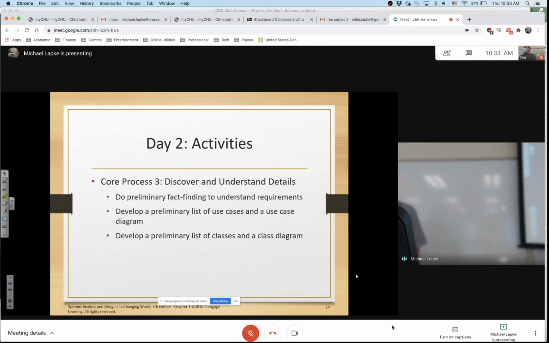Day 2 activities. This is where we're starting to get into some of the analysis here. Preliminary fact finding to understand the requirements. You're going to be interviewing people, particularly the people that go to the trade shows and maybe the suppliers themselves, to see what type of information you can get from them.